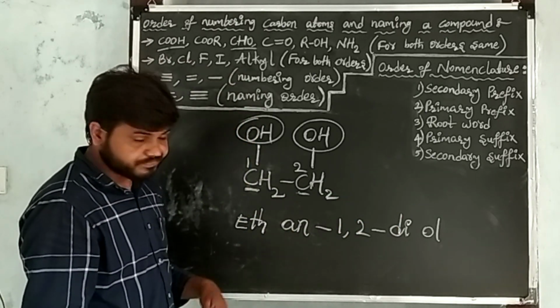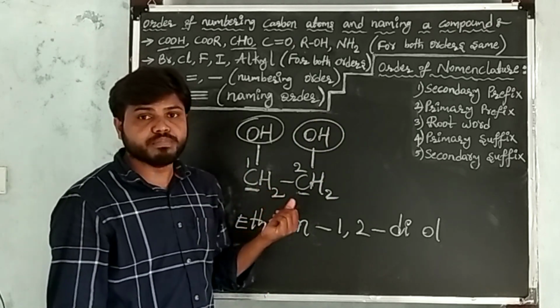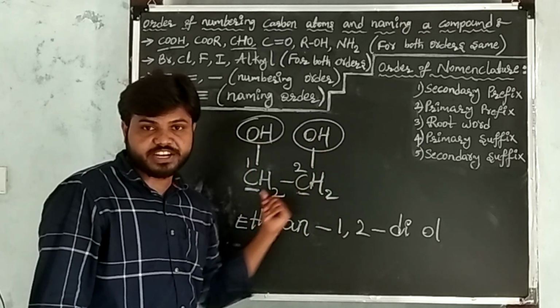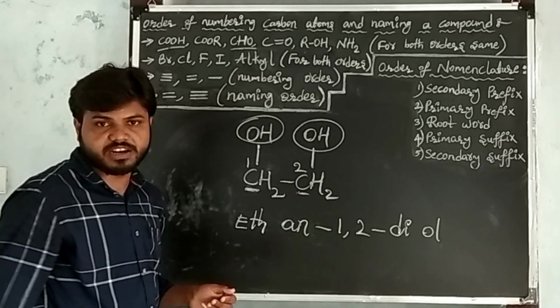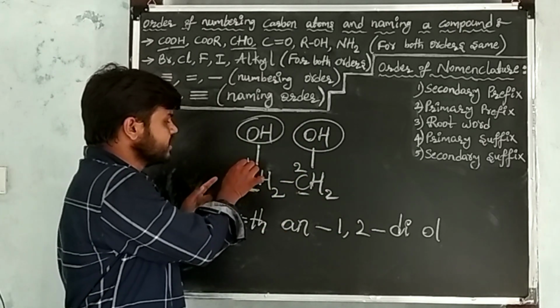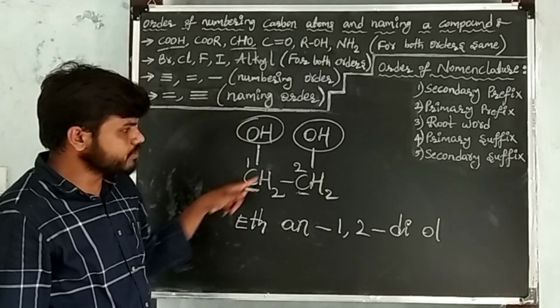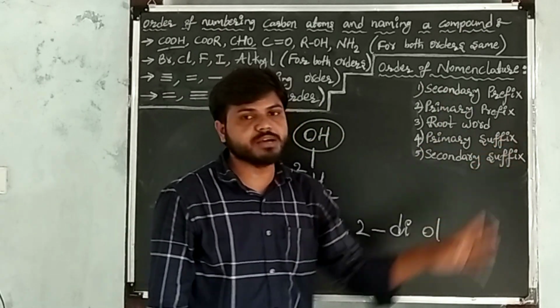I am repeating. This is the given carbon compound. In the given carbon compound, 2 alcohols are there at different carbons. At this carbon 1 alcohol, at another carbon another alcohol. First give the numbers to each carbon atom. I have given this as the first carbon and this as the second carbon. One alcohol position is the first carbon, another alcohol position is the second carbon. After giving numbers, write the secondary prefix.